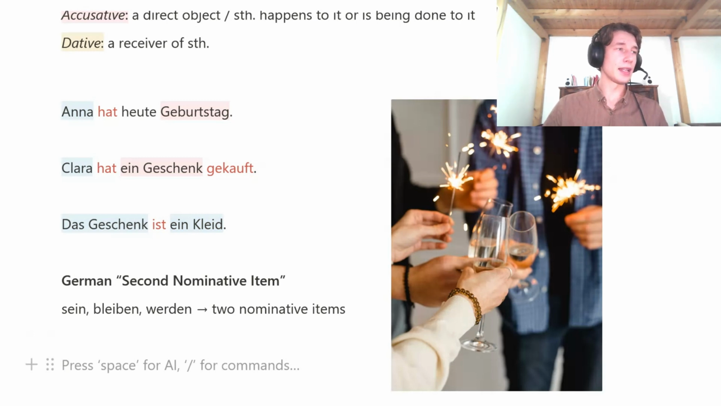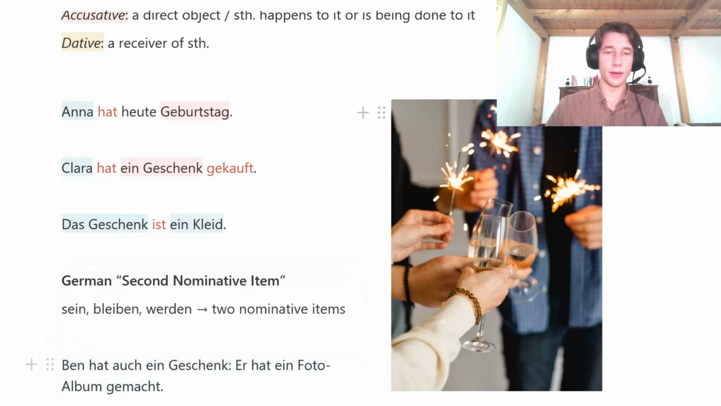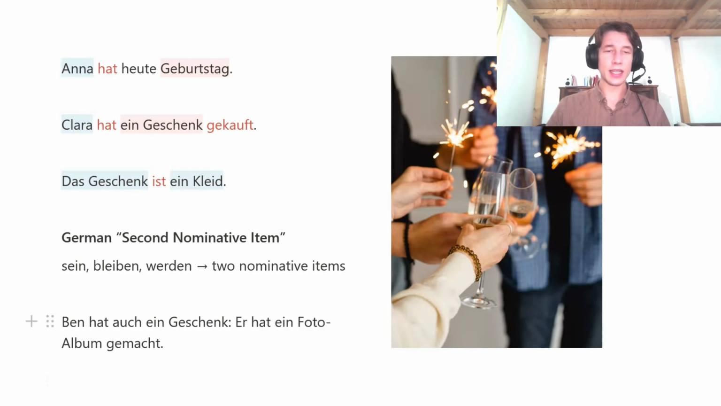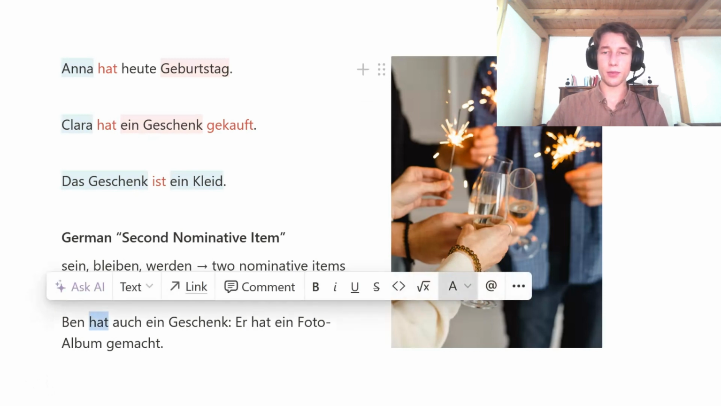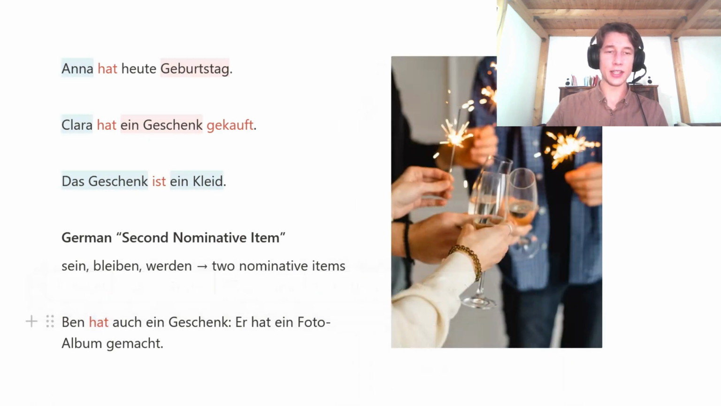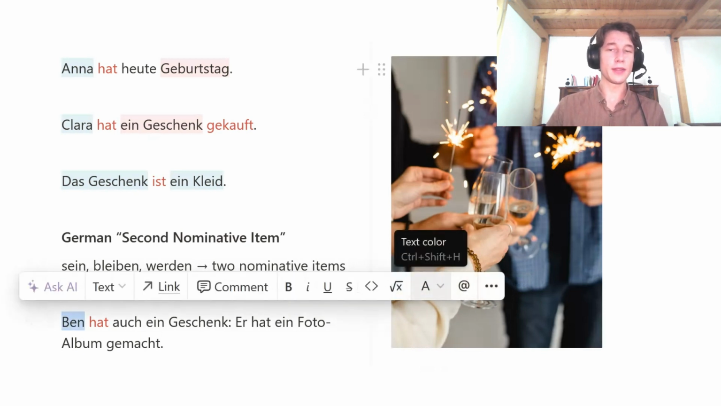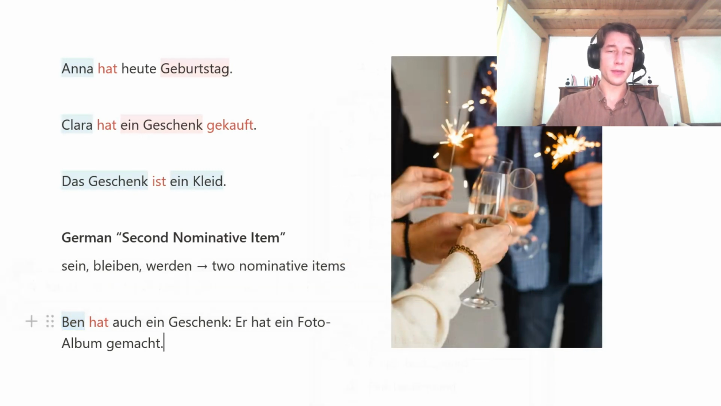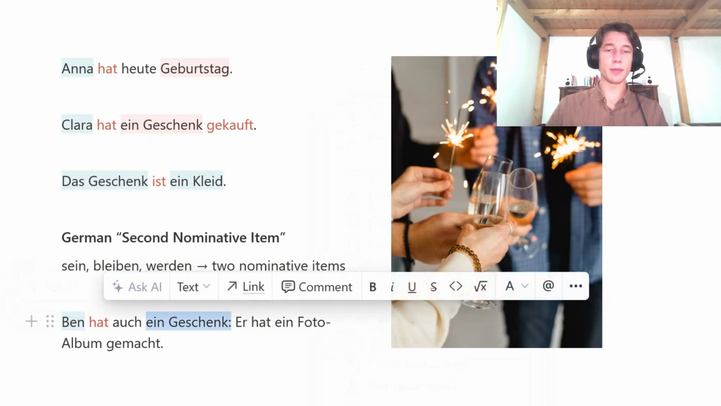Let's move on to another sentence with haben. So two sentences here. Ben hat auch ein Geschenk. So Ben also has a present. Again, the action here is to have. He has the present. Hat ein Geschenk. And as you can guess, the person who has that present, the person who is performing this action of possessing it, that is Ben. So Ben is nominative. And then ein Geschenk is the thing that's being possessed. So we assign the accusative case to it.